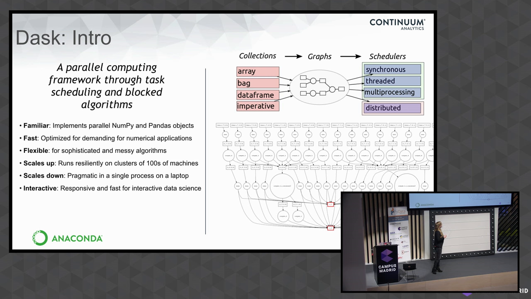And then when those graphs are created, we have different types of schedulers that we can adapt depending on how large our problem is. It might be that just using a threaded or a multiprocessing scheduler already fulfills our needs, because our data is not as large as to need a distributed cluster of computers. If we do have that requirement, though, we can use the distributed scheduler.